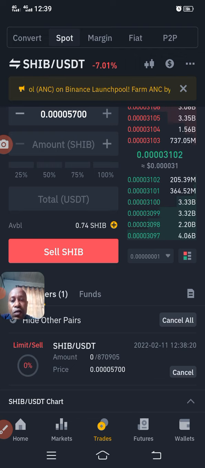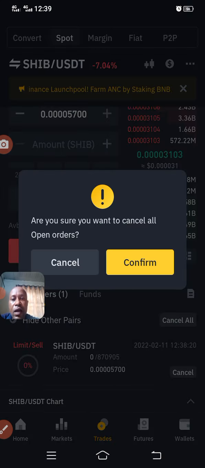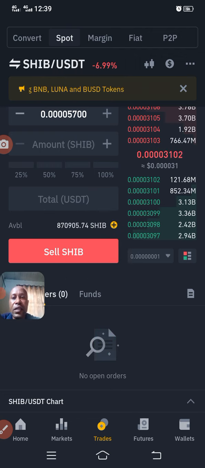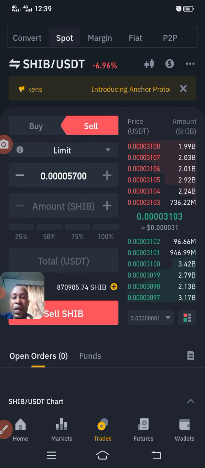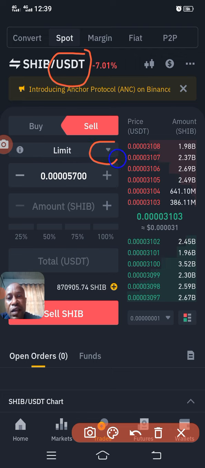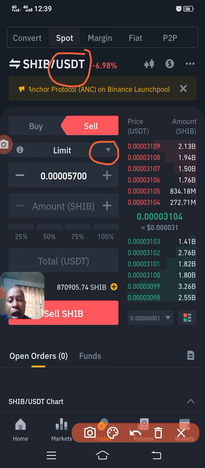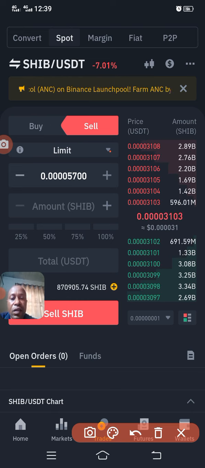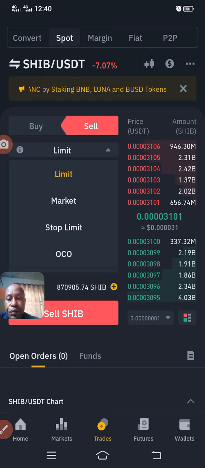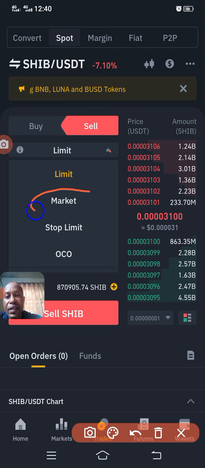Let's assume I want to cancel the order. I'll just click cancel. I'll click confirm. The whole order will be cancelled. Yes, I have cancelled the order. Now, assuming that I want to trade using instant execution, that is a market order, all I need to do is come to this place where you are seeing limit, this arrow, and click on it. A drop down will occur, and what you will select is market order.